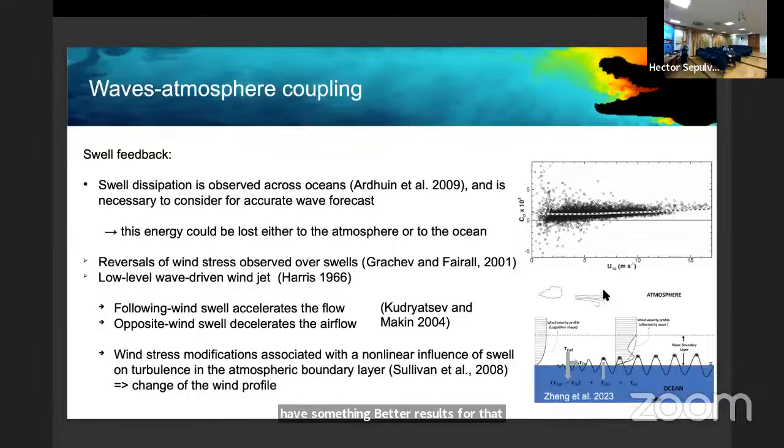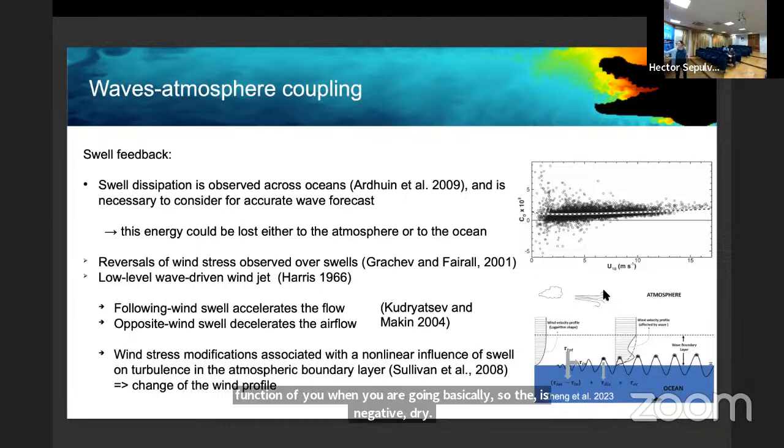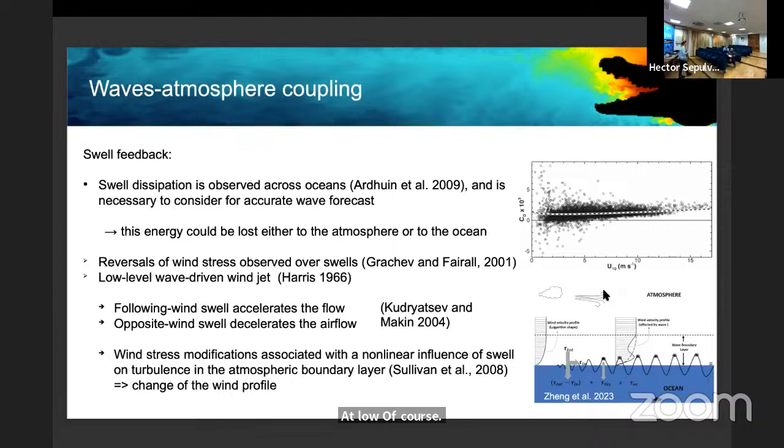Obviously, this swell feedback is only happening at low wind speed. Here is a graph that shows the drag coefficient as a function of U10, with this negative drag at low wind speed, of course, because when the wind is faster, the waves cannot be as fast as the wind.